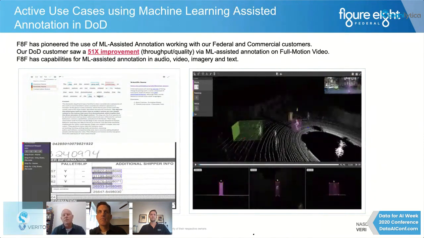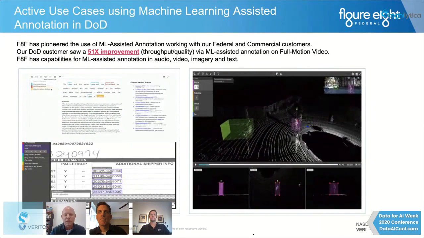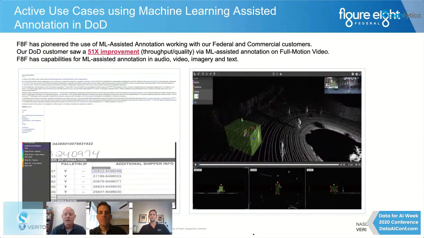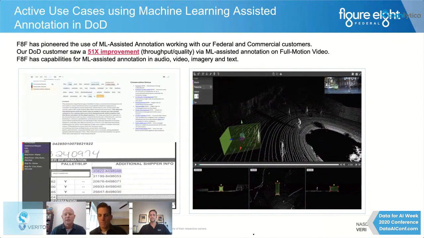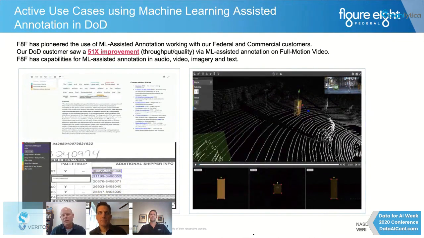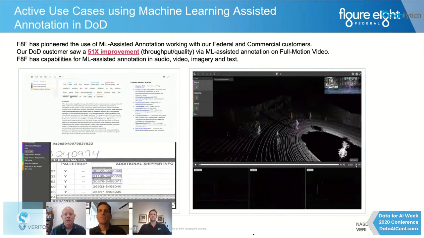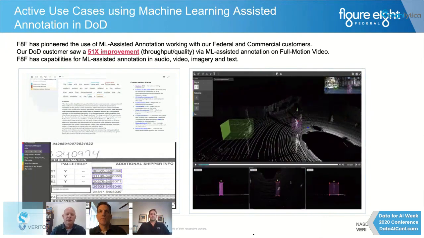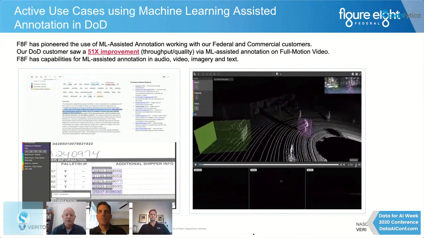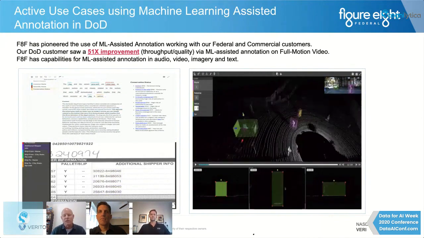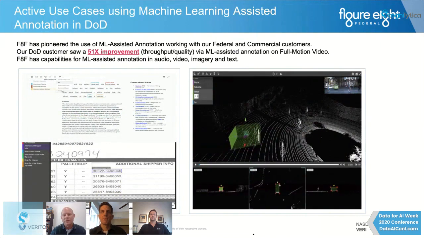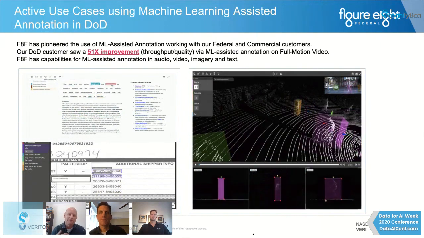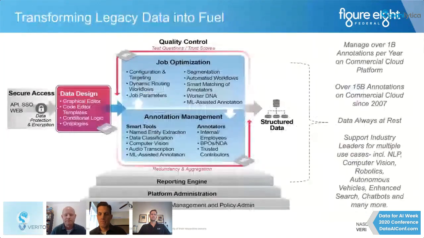But we've prototyped this work on the government side, and in some cases we have seen up to a 51x improvement in terms of throughput and quality via machine learning assisted annotation, particularly on full motion video. So this is something that we know is a future need, and the future is now. It's something that we're working on now. So we've generated a significant amount of annotations just working off of this particular kind of use case. If we go on to the next slide.